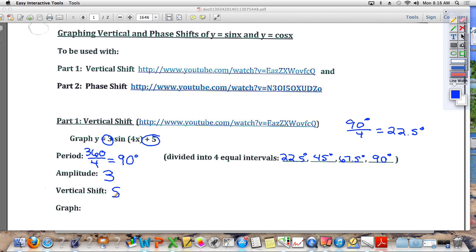All right. Now we need to graph it. And this is my suggestion when you're graphing this thing.